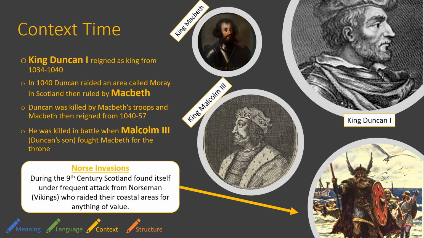Now, you've probably heard of this, perhaps with a different reign. During the 9th century, Norsemen, Vikings, raided Scotland regularly. They used to frequently attack parts of Scotland, the coastal areas, particularly monasteries, taking absolutely anything of value. So the Norse invasion there from the King of Norway is again embedded in historical fact.